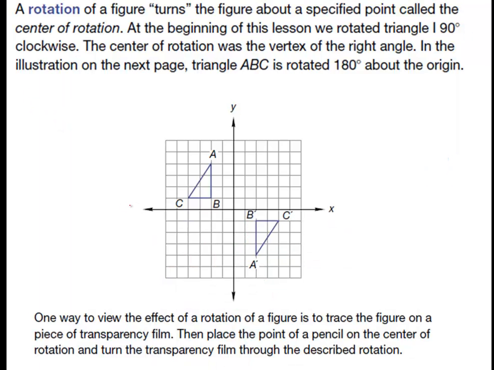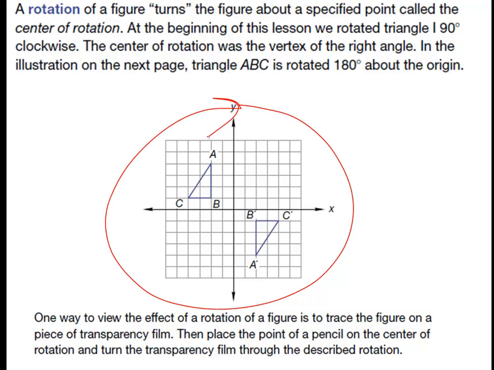All right, and then we talk about rotation. Let me just explain that a little bit. Rotation is that it turns like a tire. At the beginning of this lesson, we rotate a triangle 90 degrees clockwise. The most important thing I can tell you here is that rotating a whole thing all the way around is how much rotation? That's 360. If we rotate something halfway, that's 180.